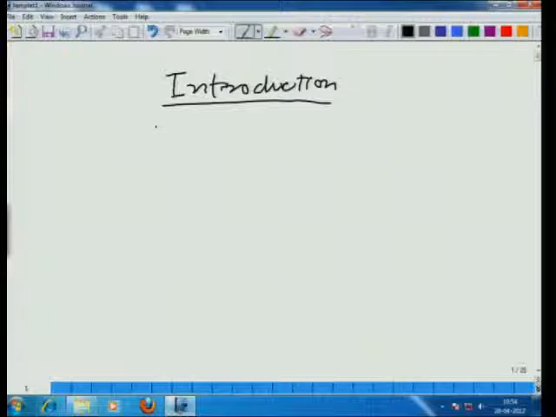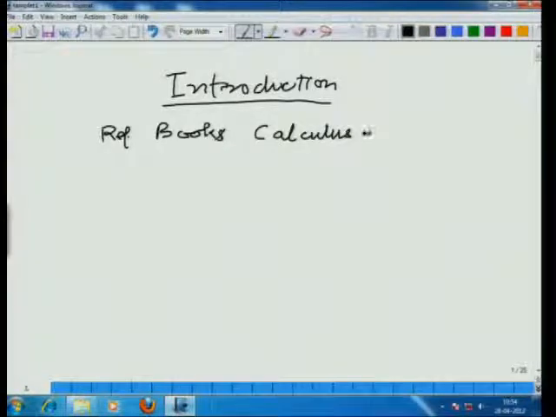Here I will be following the reference book, Calculus of Variations with Applications.